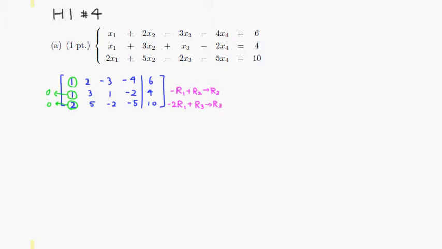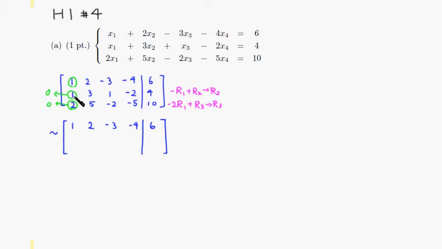Alright, so this is going to give you an equivalent matrix. So here we have a new matrix, and we're not changing the first row in this case. So I'm just going to copy the first row: 1, 2, -3, -4, 6.